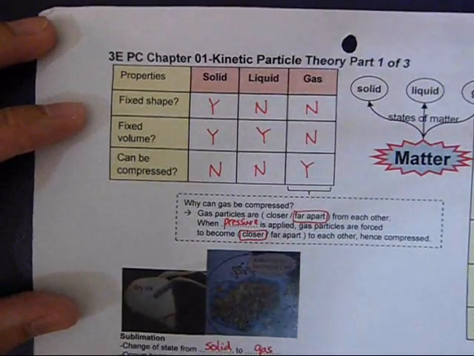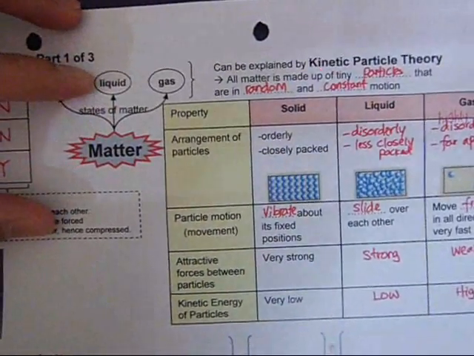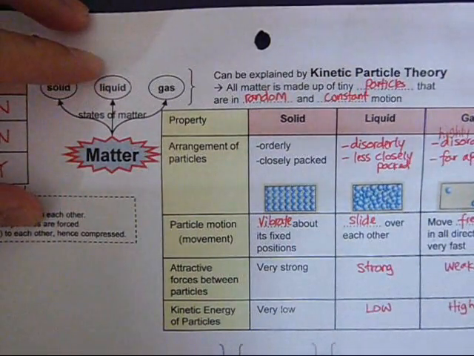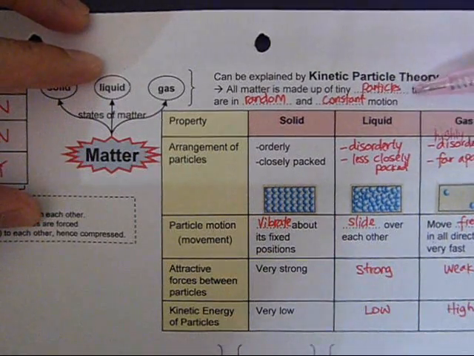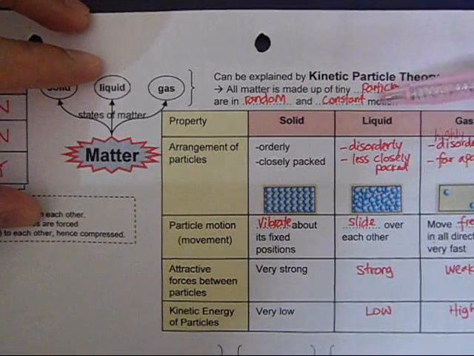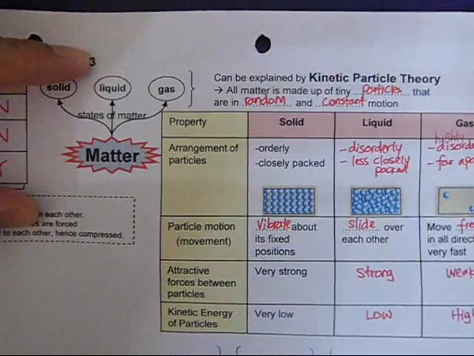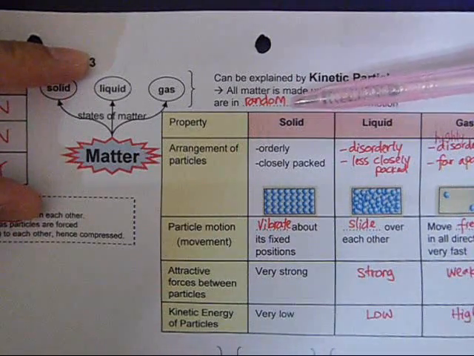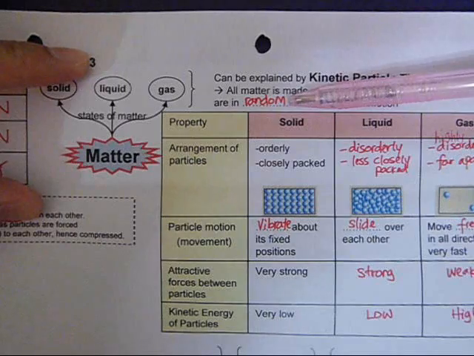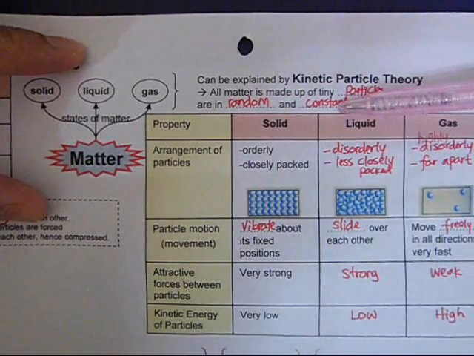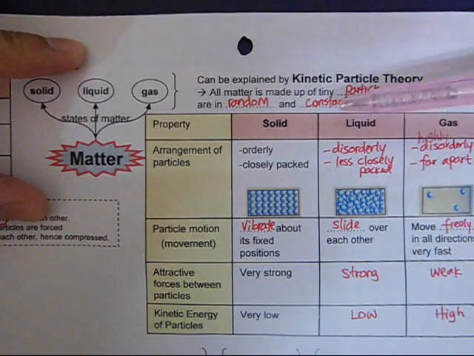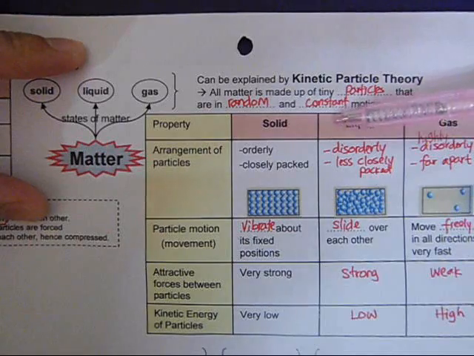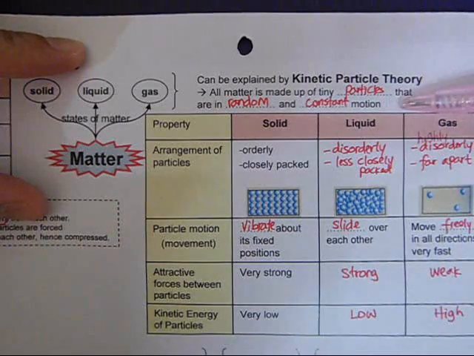This is the first topic, kinetic particle theory. First thing, what does kinetic particle theory say? Now, kinetic particle theory says that all matter is made up of tiny particles that are in random and constant motion. Random means the motion is unpredictable, and constant means all the time. So the unpredictable motion is taking place all the time. That is basically what this kinetic particle theory is all about.